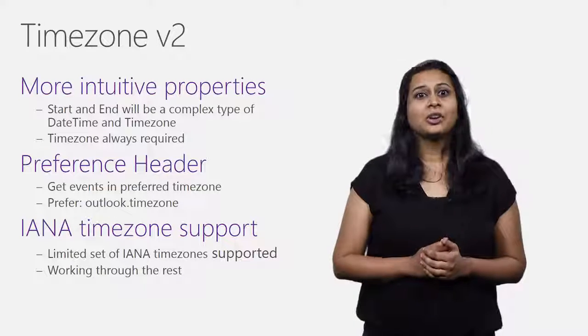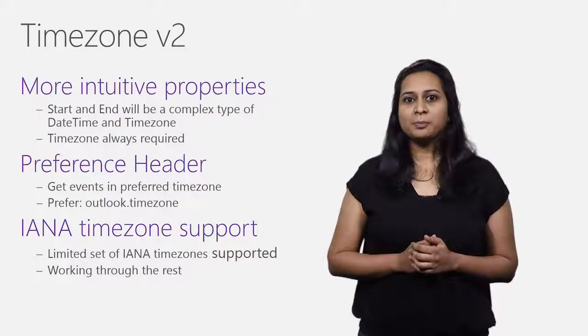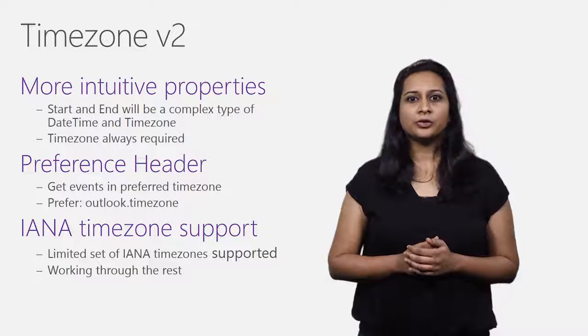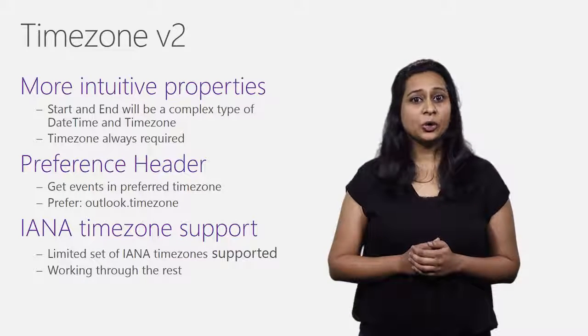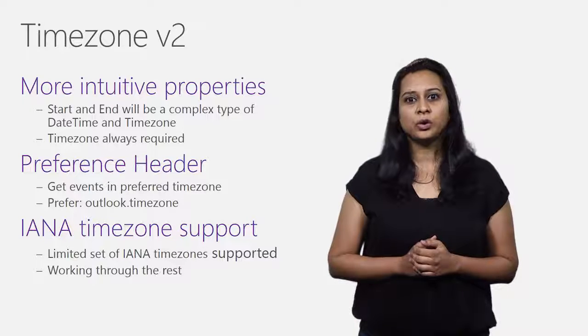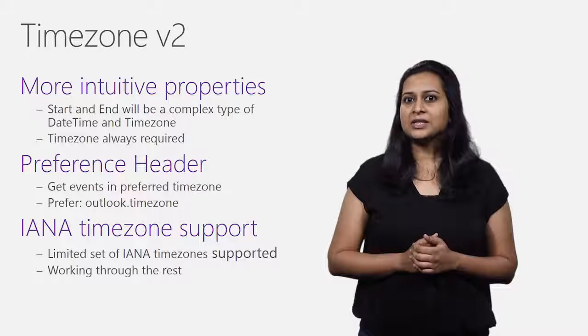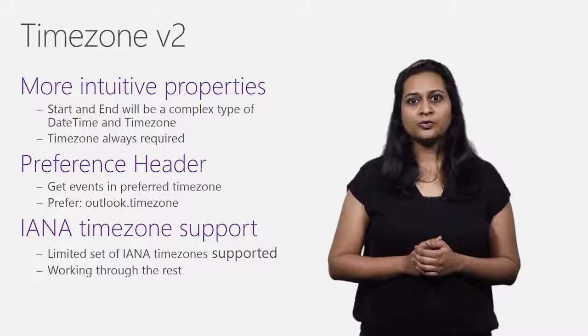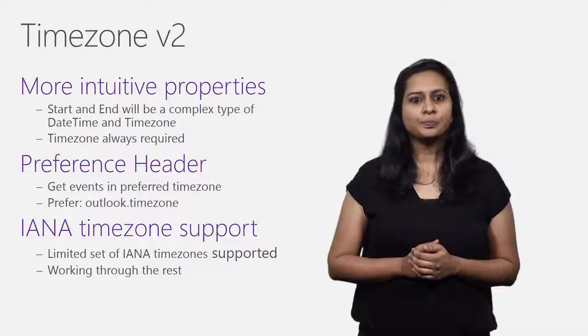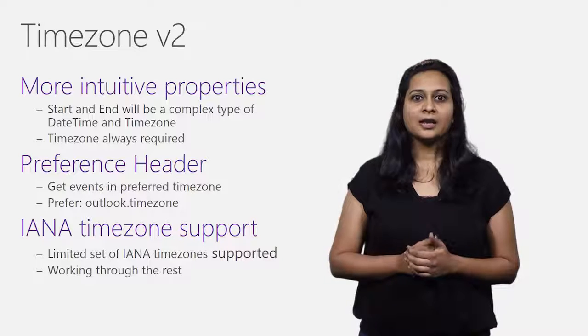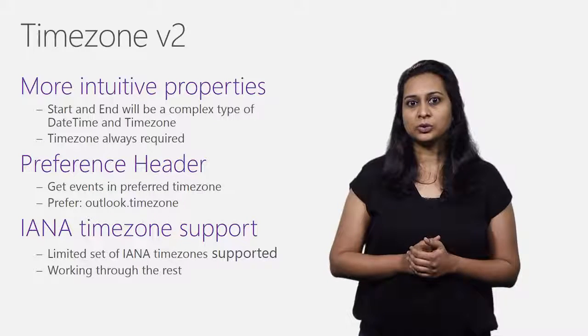Time zone. We listened to all your feedback on our implementation of time zone in V1 of the API and have made some changes to the event entity, which is going to make it much easier for you to work with time zones. The first change is that start and end properties for events are now a complex type of datetime and time zone. Time zone is a string, and the API will accept Windows time zones or a limited set of IANA time zones.